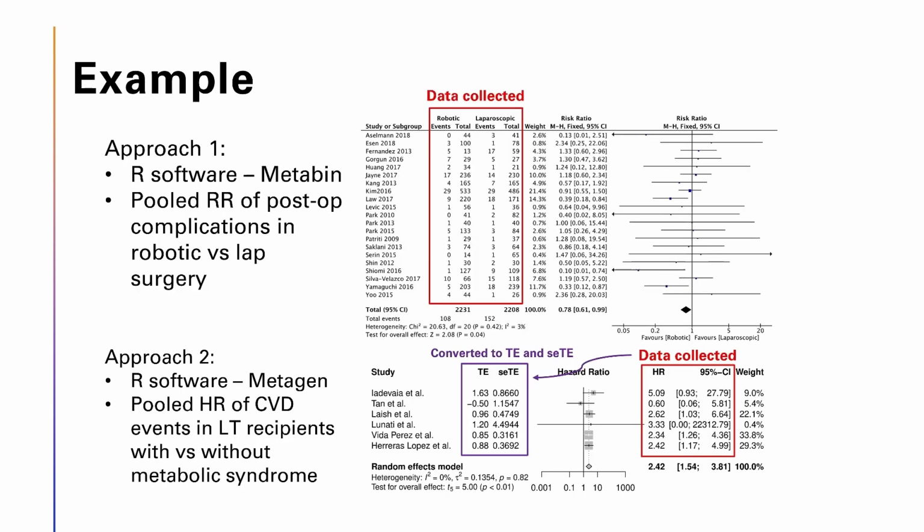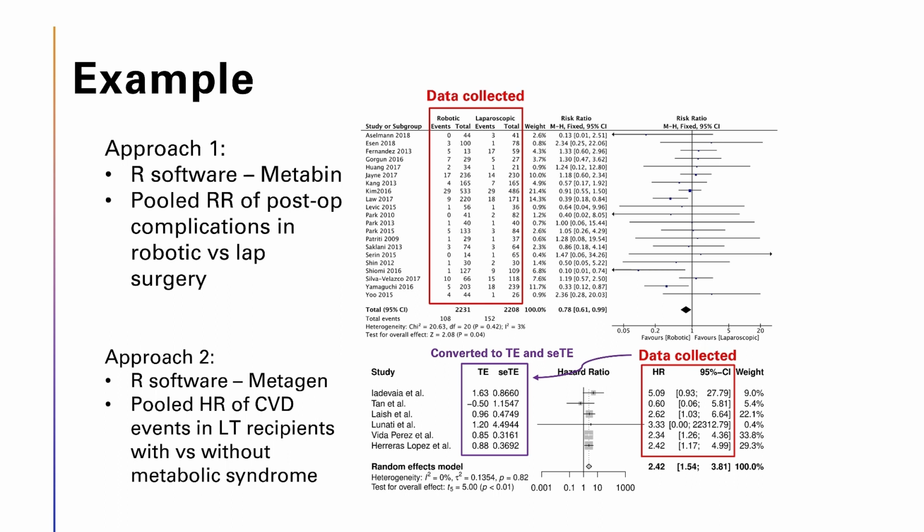So before we reveal the answer to the question, these are just some examples of forest plots generated using the metabin and metagen commands in the R software respectively. For the pooled risk ratio of post-operative complication in robotic versus laparoscopic surgery, the raw data was collected and pooled using the metabin approach, as shown in approach 1.